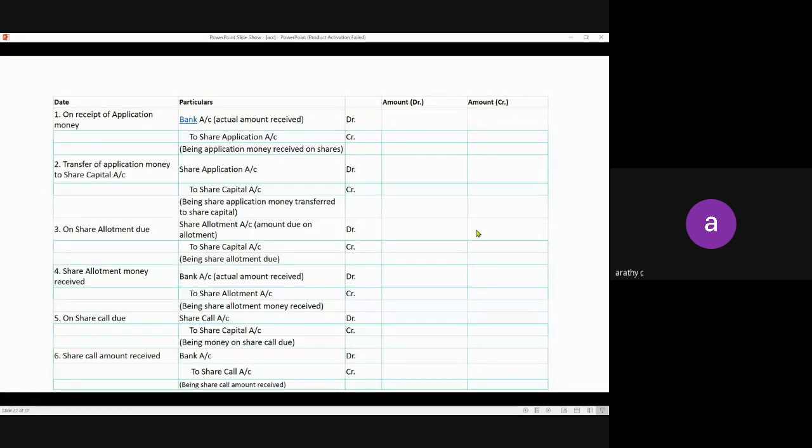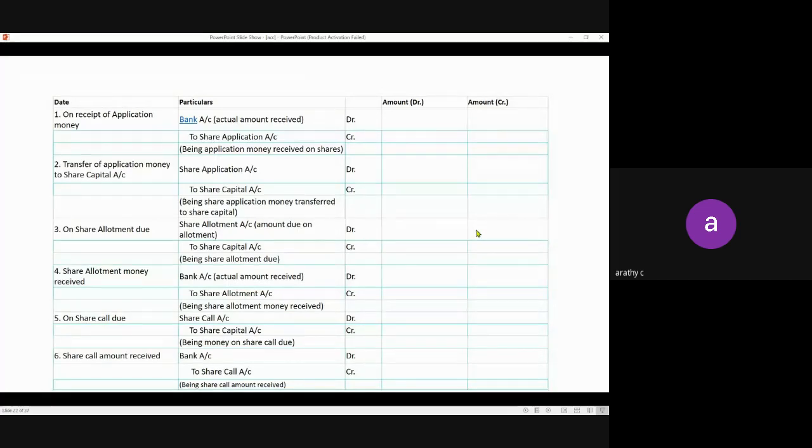The fourth is share allotment money received. In the case of allotment money received, bank account debtor to share allotment account. And the fifth one is on share call due. So the entry is share call account debtor to share capital account. And the last, share call amount received, then the entry will be bank account debtor to share call account.